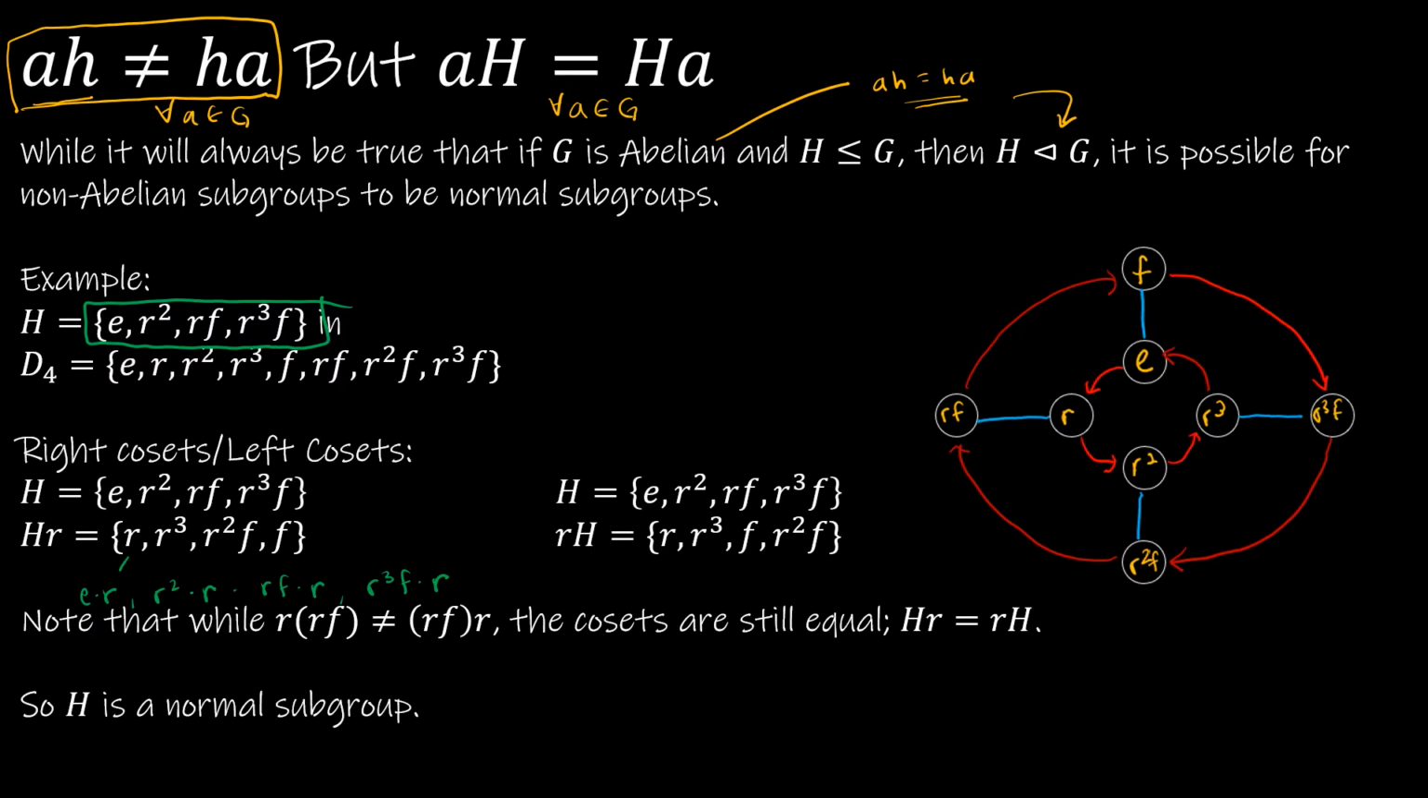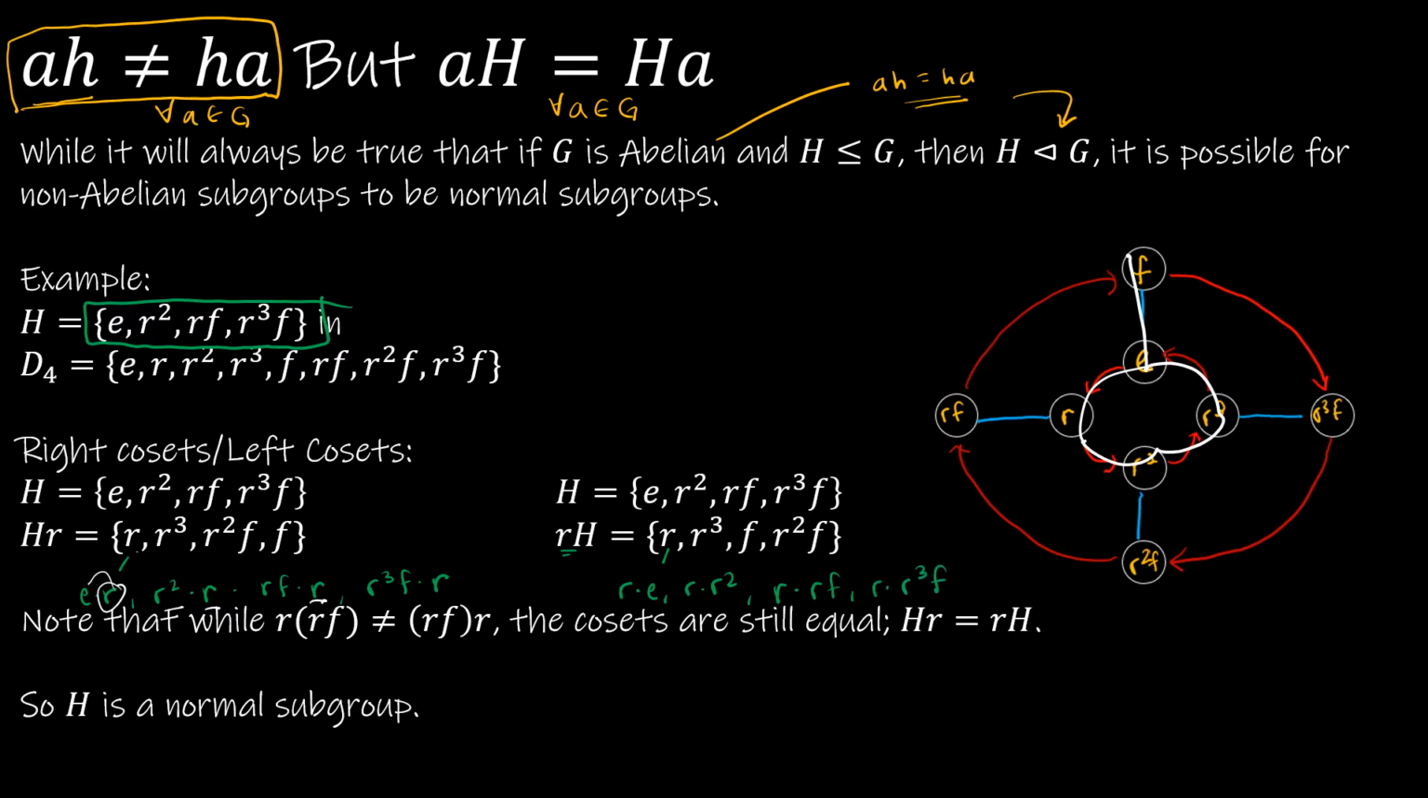Now again, to find each of those, we start with the value on the right-hand side. So this would be r and then e, which gives me r. This would be r and then r squared, which gives me r cubed. This would be r and then rf, which gives me r squared f. And the last one is r and then r cubed f, which gives me f. Now, for the left coset, I'm applying r on the left side. So this first value is r times e, and then r times r squared, and then r times rf, and then r times r cubed f.